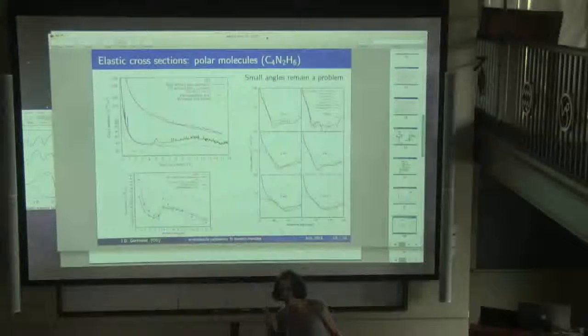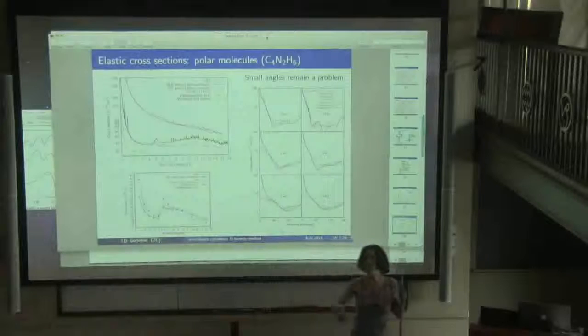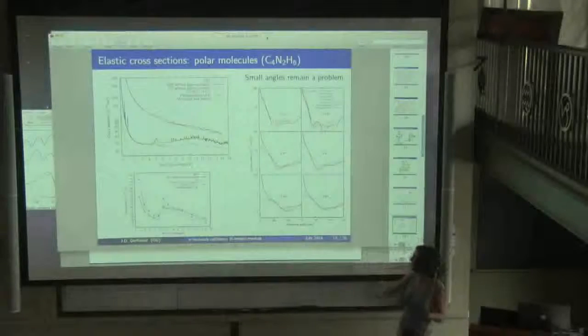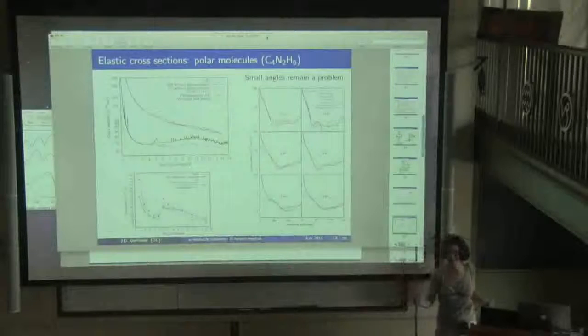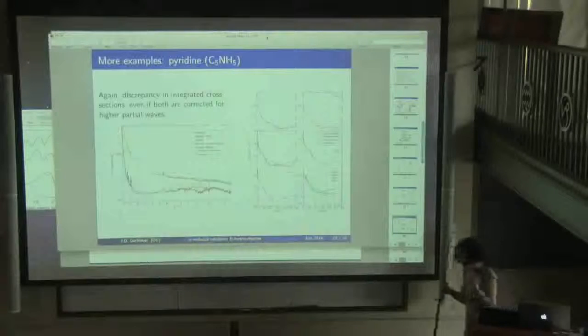No, they don't, in a way, because the cross-section is so huge that even that doesn't. Yes, you would think so, but it's still a significant part of the cross-section, and I think I'll show that exactly in the next slide. So this is pyridine.